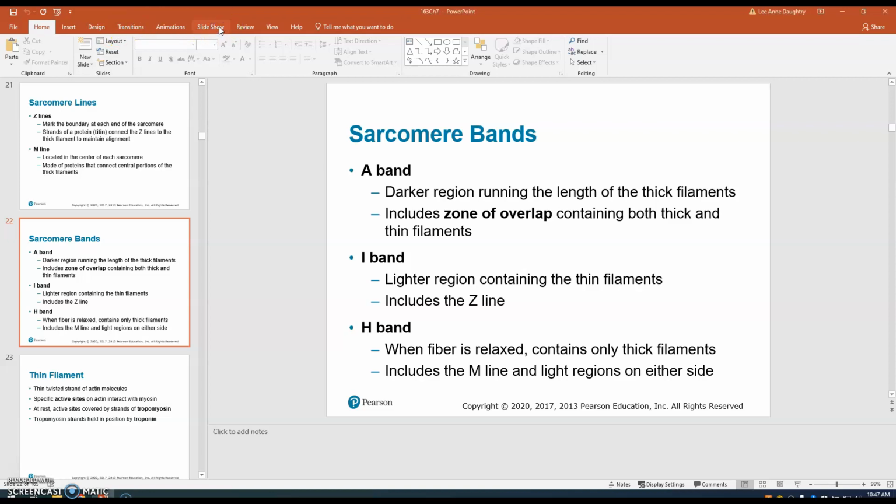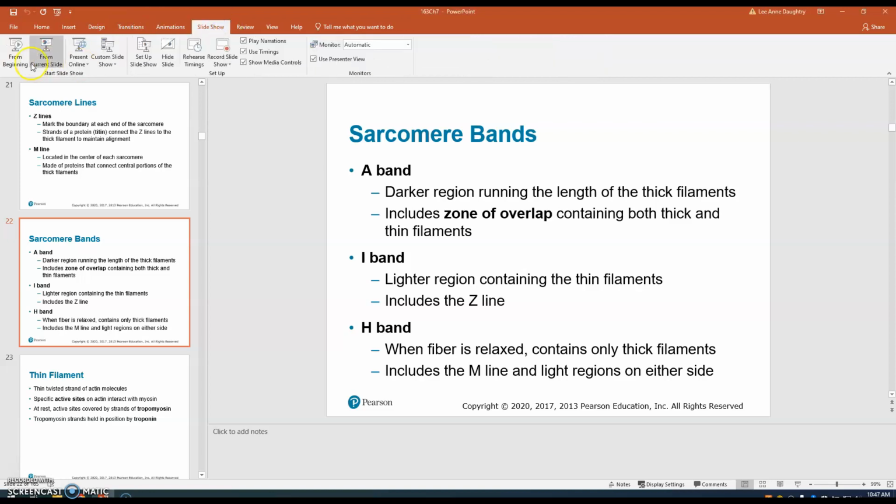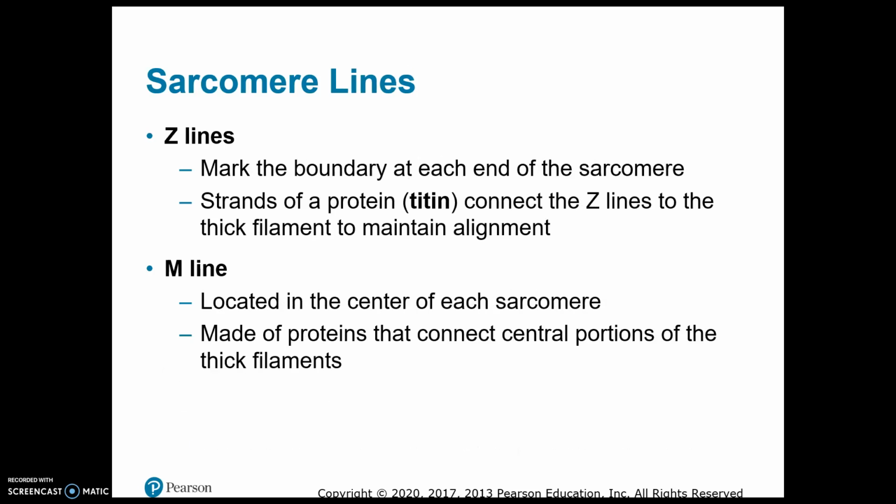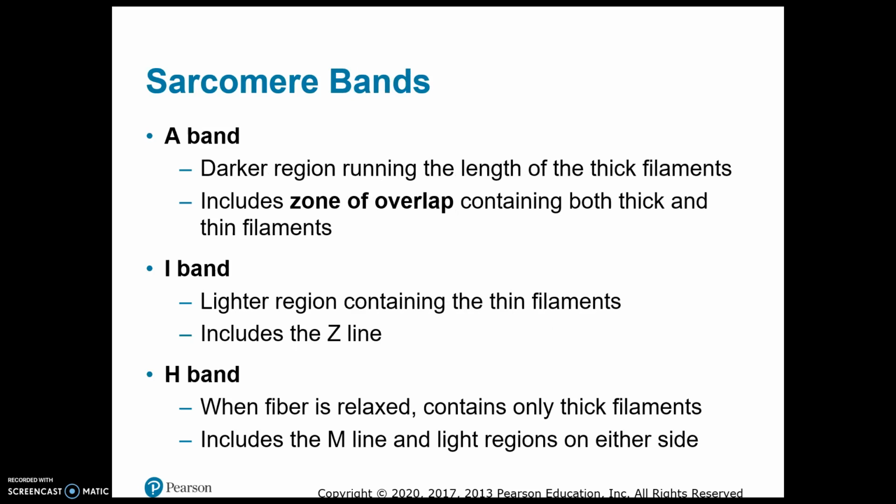Okay, so let me make this bigger. Where I left off was we were talking about the striations within the sarcomere. And just a reminder, the sarcomere is a unit, a contractile unit of the muscle fiber. So there's a lot of sarcomeres that run down the length of a muscle fiber, but they all are composed of the same components. They're all composed of Z lines, M lines, A bands, I bands, and H bands.